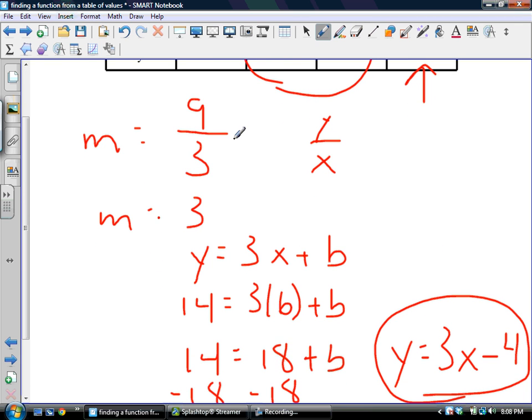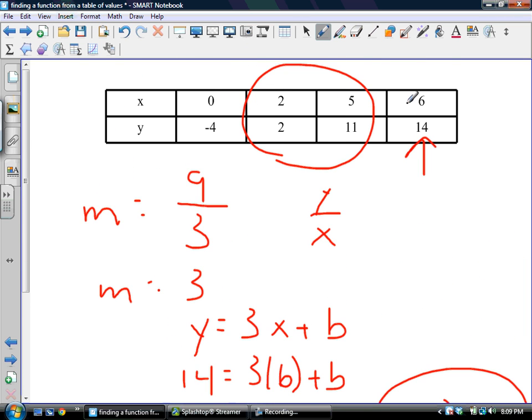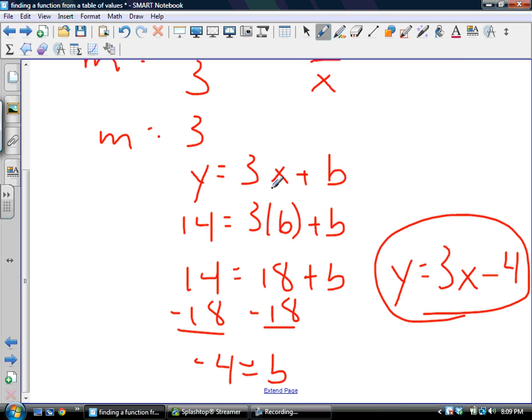That's all you do each time. Change in y over change in x. Figure out that number in front of x. And then plug in one of your pairs in your table of values. It can be any of them. To figure out what the b is, what's being added at the end. That's all you do.